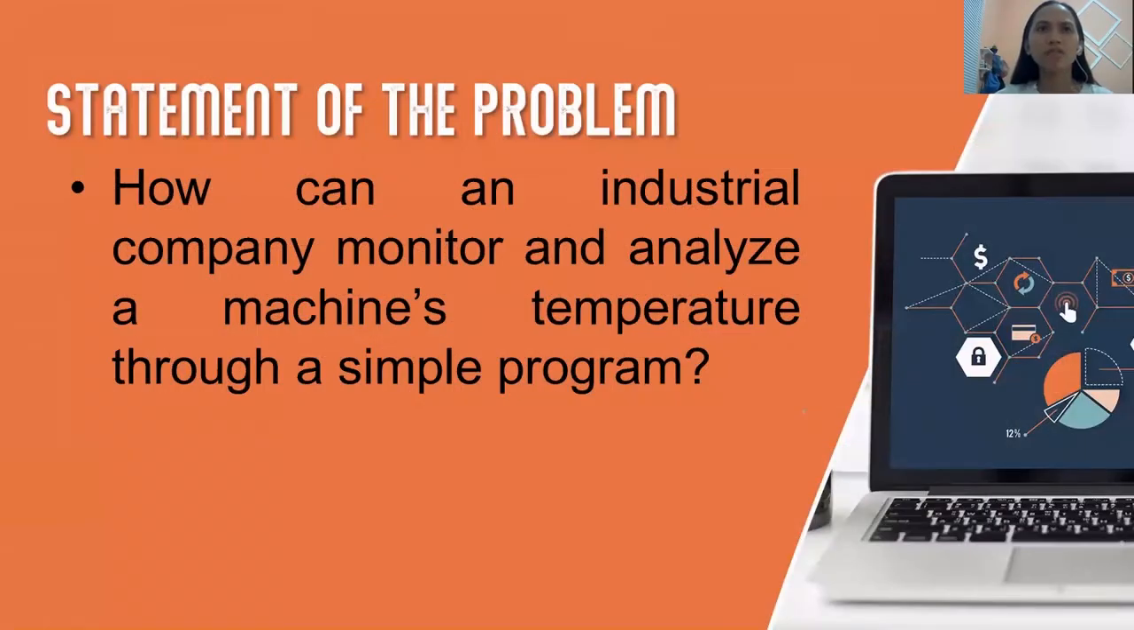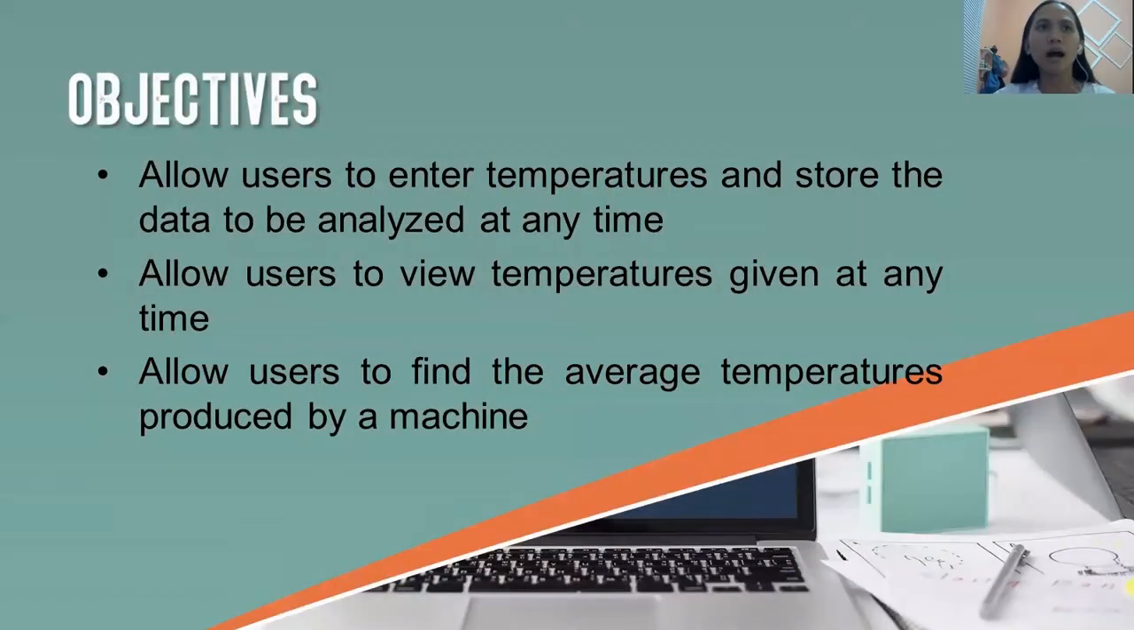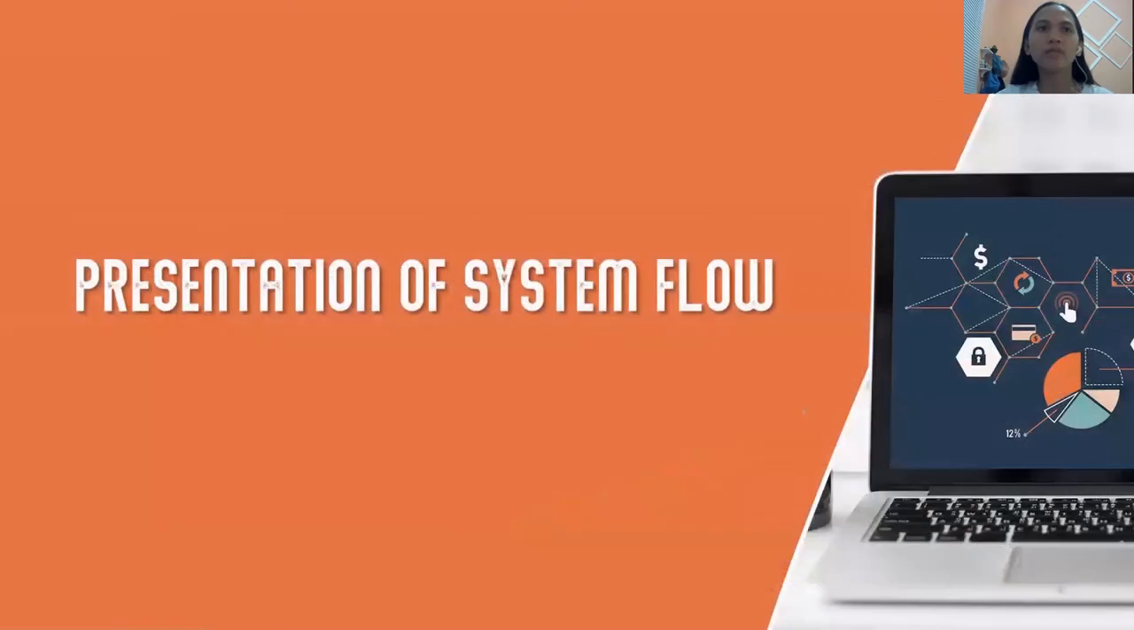And this project aims to analyze how an industrial company can monitor and analyze a machine's temperature through a simple program. The objectives of this program are to allow users to enter temperatures and store the data to be analyzed at any time. It also allows users to view temperatures given at any time. And lastly, allow users to find the average temperatures produced by a machine. The next slide will tackle the presentation of the system flow.